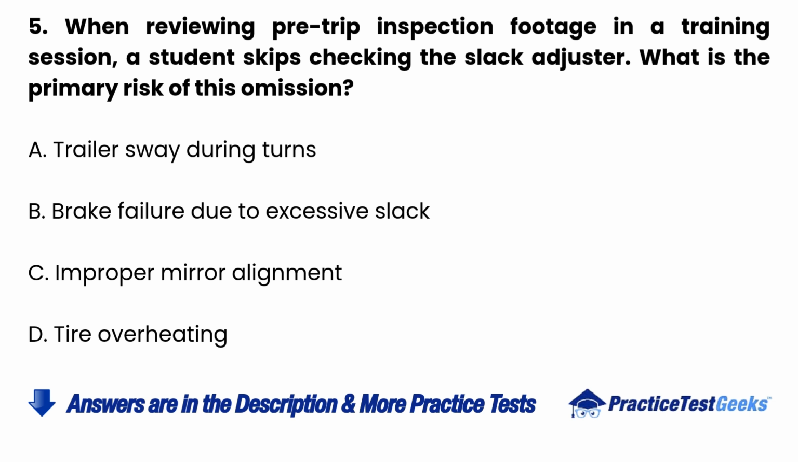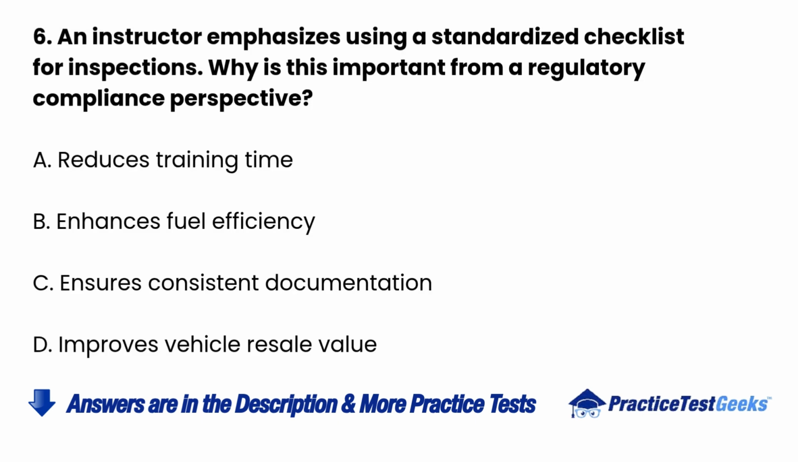5. When reviewing pre-trip inspection footage in a training session, a student skips checking the slack adjuster. What is the primary risk of this omission? A. Trailer sway during turns. B. Brake failure due to excessive slack. C. Improper mirror alignment. D. Tire overheating.